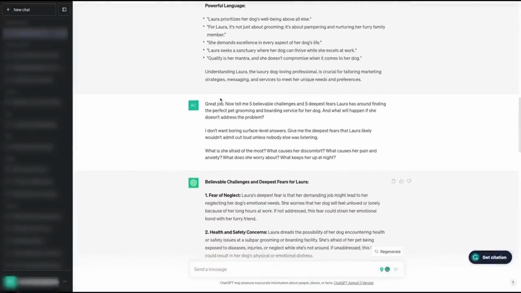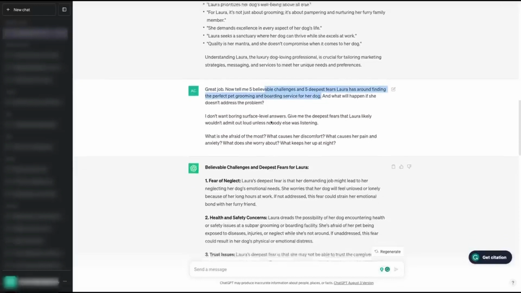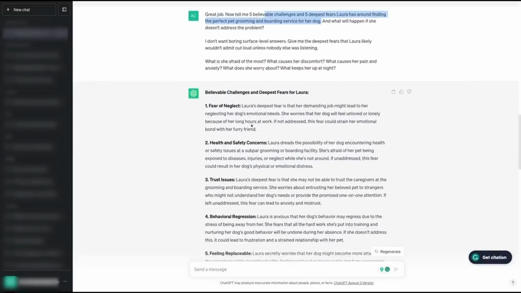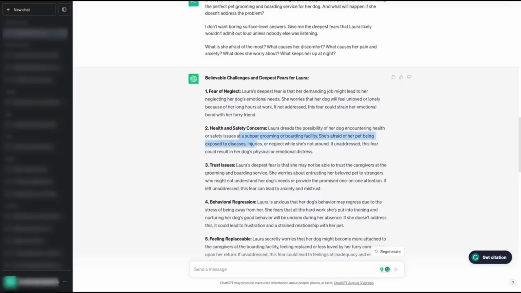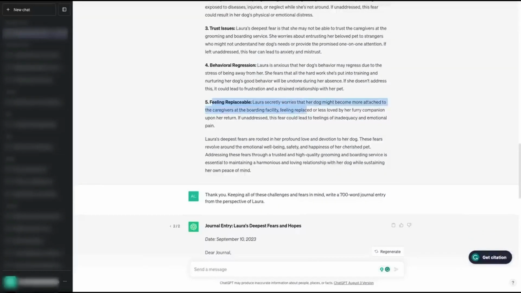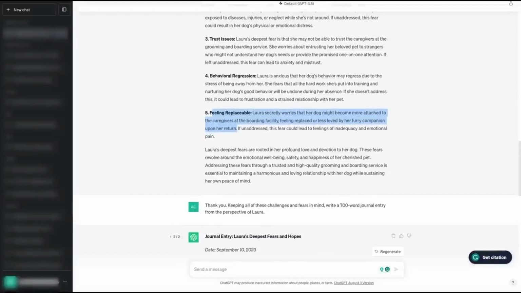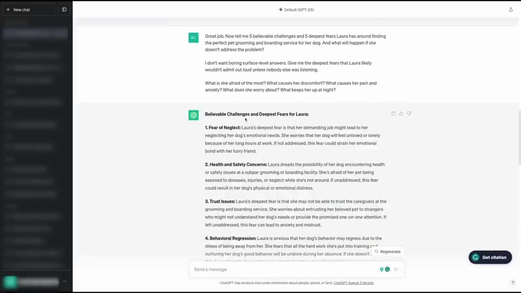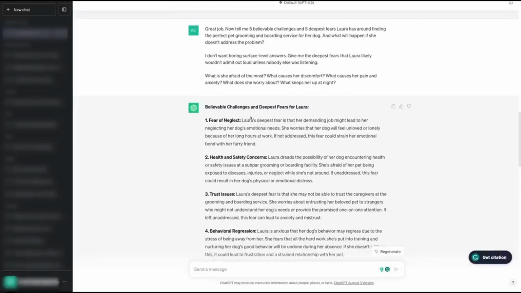So here we are. I've plugged in all the necessary information into the prompt, and that's exactly what you're going to do when you're using the prompt to generate the feelings of your own ideal customers, right? And you can see here I've plugged it in for this particular case. We're still using dog boarding, training and grooming services, and you can see what ChatGPT has given us here: the fear of neglect, health and safety concerns, feeling replaceable. I didn't think of that. That's weird. So there is a behavioral regression and so on and so forth. So it will give you very detailed results.